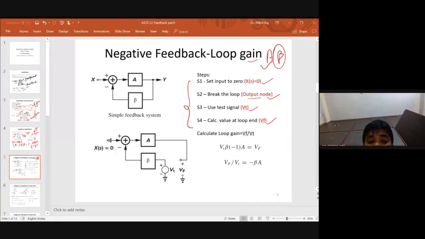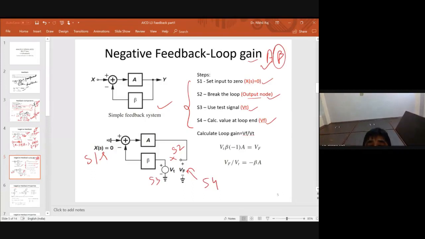For example, this is the closed loop system. Now in this, step number one, S1 is here, set the input to zero. Number two is break the loop at the output. So here S2 is there, I have broken the loop here. Then use the test signal, S3 is here. At the beta side you will use the test signal Vt, and step 4 is calculate the VF voltage. This calculation of VF is your step 4.